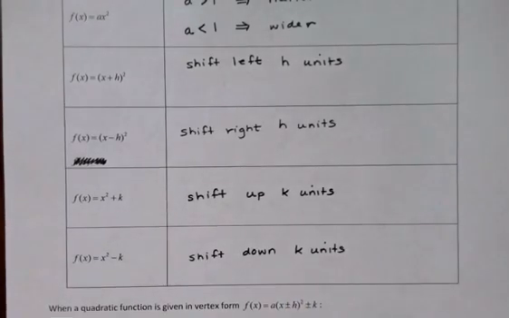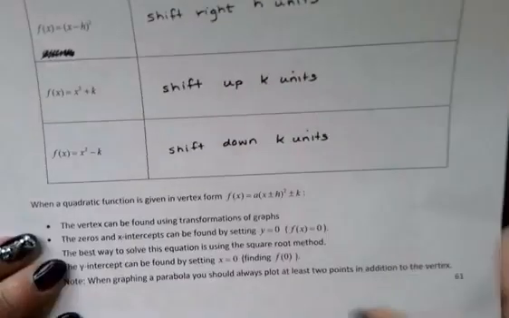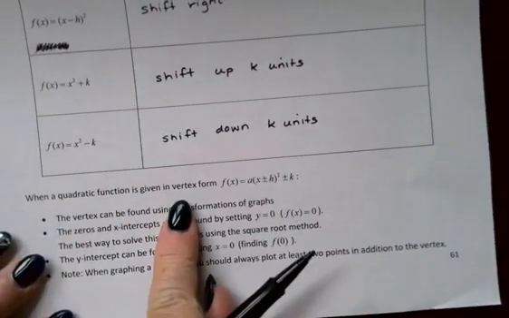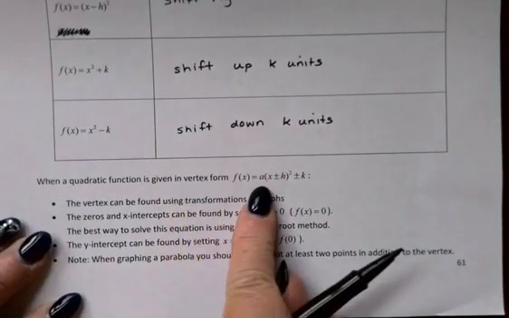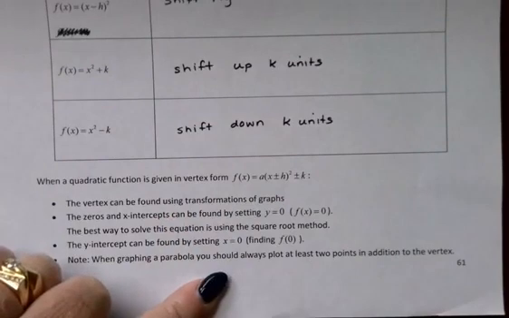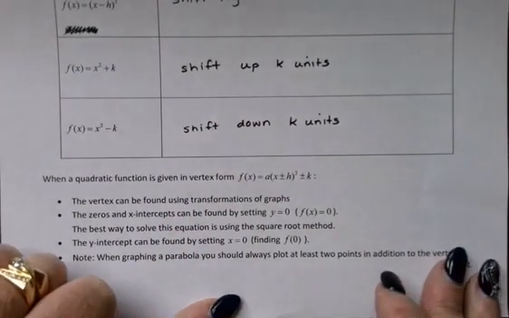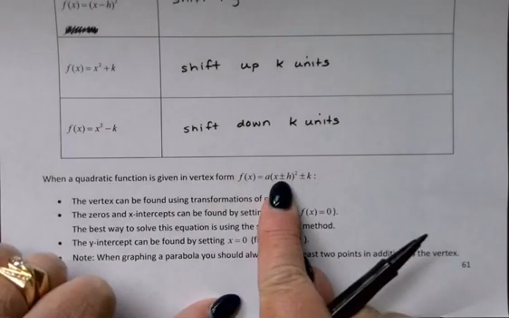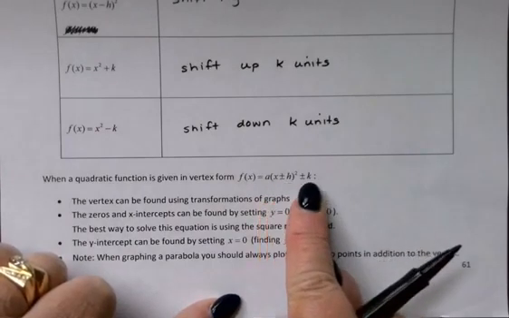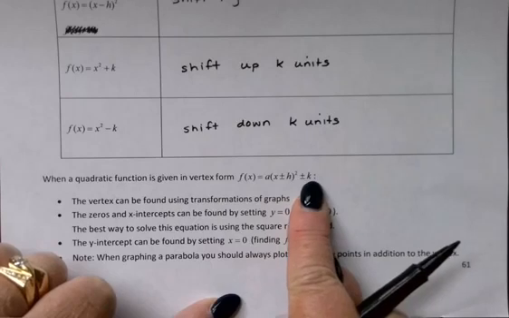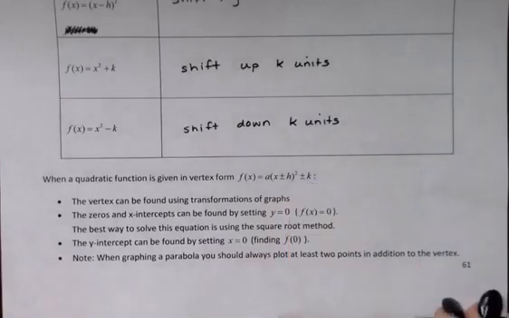So, what this tells us is that if we have a quadratic function in vertex form, looks like this, we can actually figure out where the vertex is going to be using transformations of graphs. What's inside the parentheses tells us how far left or right to move, and what's outside the parentheses tells us how far up or down to move.